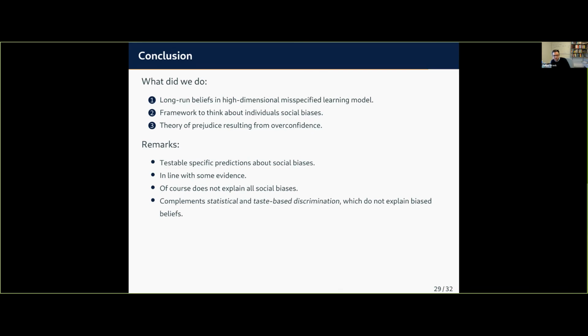And some remarks: this is actually very testable in the sense that it makes very specific predictions about comparative statics on how information changes biases. And it's in line with some evidence. And just to state something obvious, we are of course not explaining all social biases. We think of this as a complement to statistical or taste-based discrimination, which can explain commonly observed patterns and beliefs. Let me maybe conclude here. Thank you.